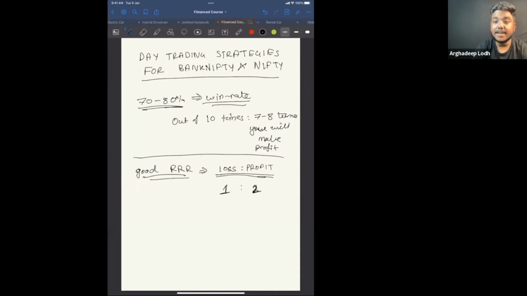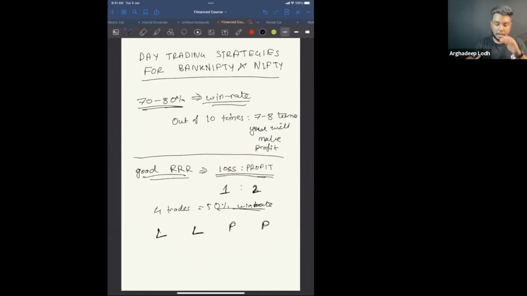This is an excellent risk to reward ratio. Let's say you are taking 4 trades with a 50% win rate. It means you will make losses 2 times, your stop loss will hit 2 times. You will lose 2 times and profit 2 times. Is that clear? In 4 trades, 50% win rate means 2 losses, 2 profits.